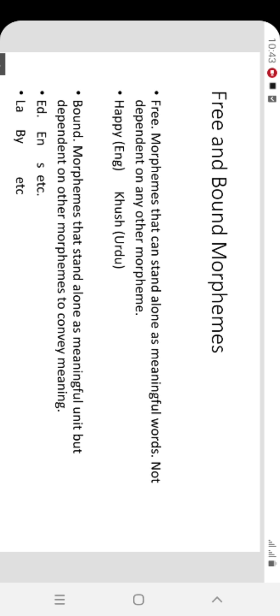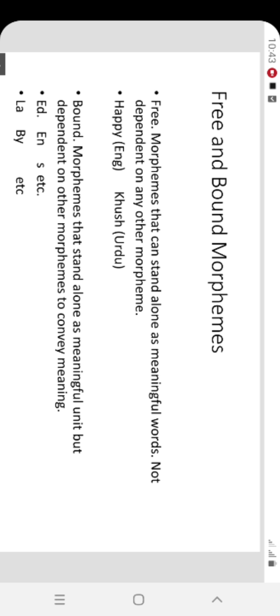Stem word means the basic word. For example, in unhappy, happy is the stem word. So whatever is added to it, it is called free or bound morpheme. The basic stem word always stands alone. It always gives us a meaning. So, free morpheme can stand alone as meaningful words, not dependent on any other morpheme, like khush, like happy, like any word, like any adjective, verb, auxiliary, anything that gives us a meaning.